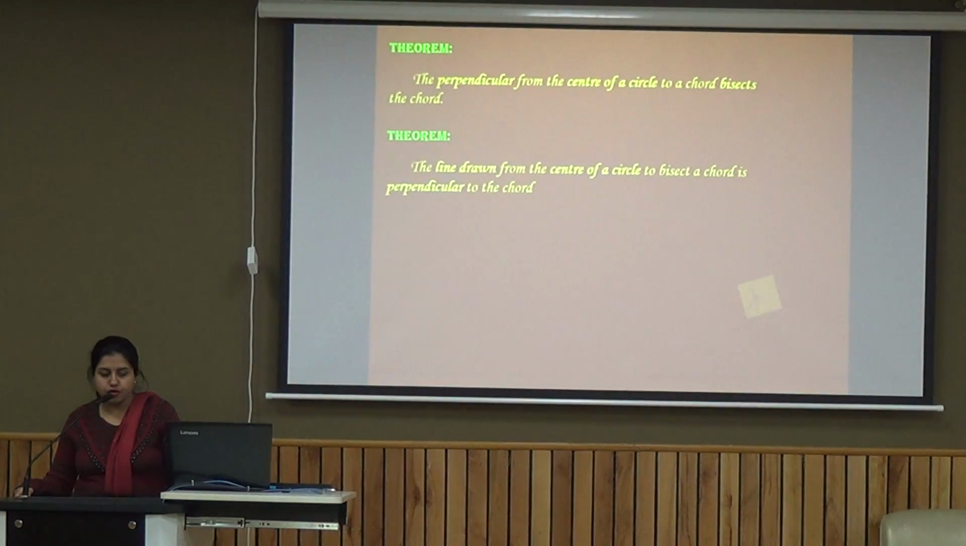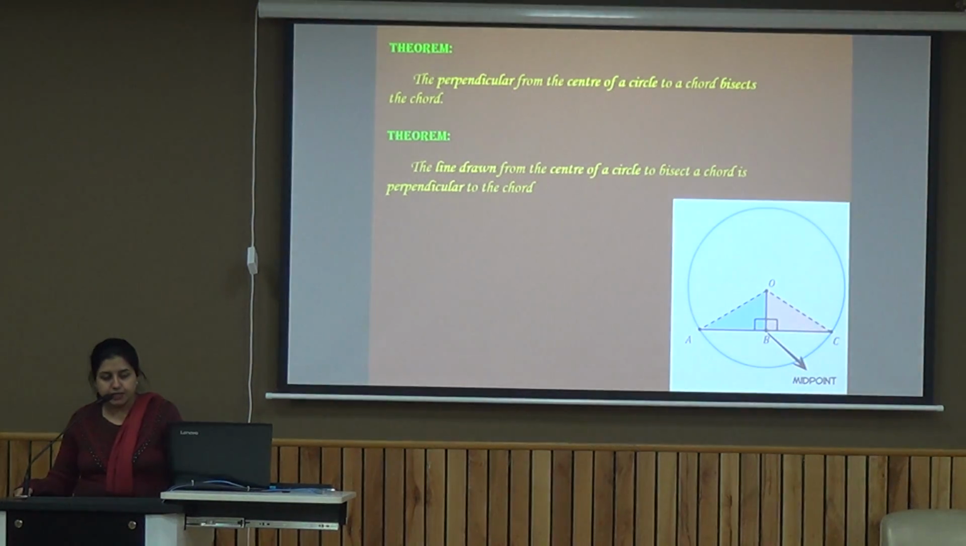Again, there are two theorems, theorem 10.3 and 10.4 of your NCERT. The perpendicular from the center of a circle to a chord bisects the chord. Like if OB is perpendicular to AC, then AB is equal to BC. And theorem 10.4, the converse of it, says the line drawn through the center of a circle to bisect a chord is perpendicular to the chord. That is, if AB is equal to BC, then OB is perpendicular to AC.